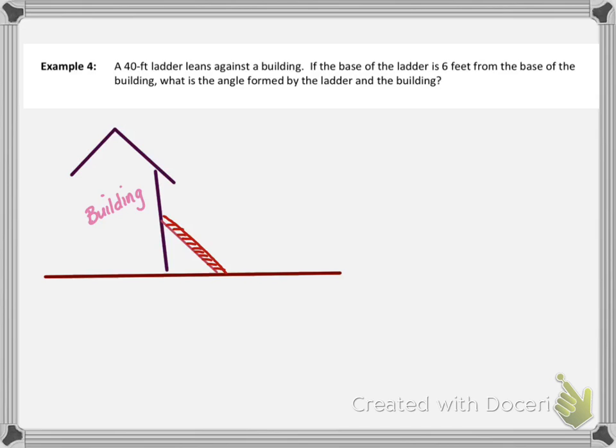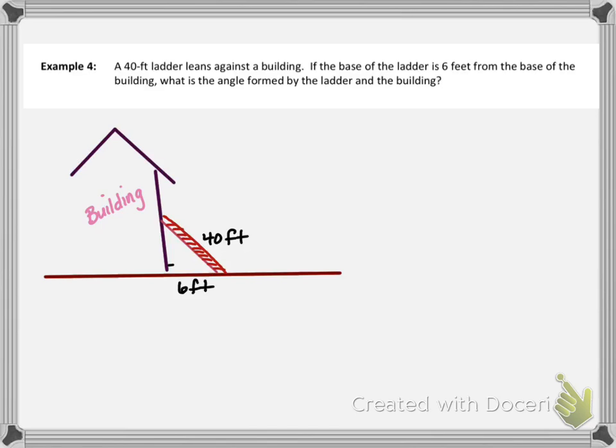So there we go. It's not a very good straight line, but you get it. So here is my ladder, and this ladder is a 40-foot ladder. So let's label it 40 feet. And they told us that this 40-foot ladder is leaning against the building and that the base of the ladder is 6 feet from the base of the building. So let's label that. This is 6 feet right here. Okay, so what is the angle formed by the ladder and the building?